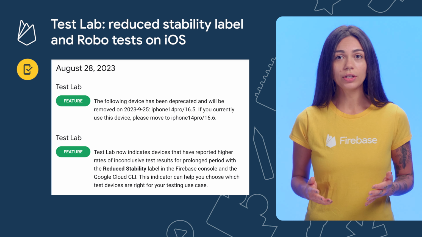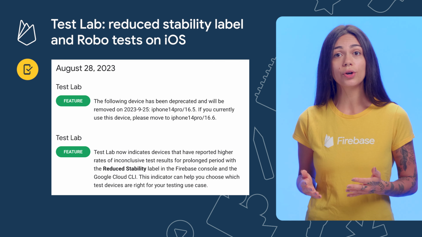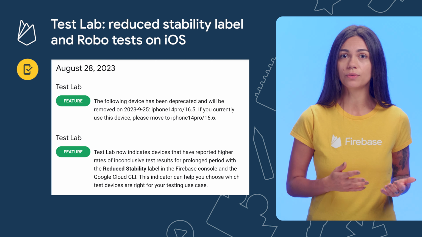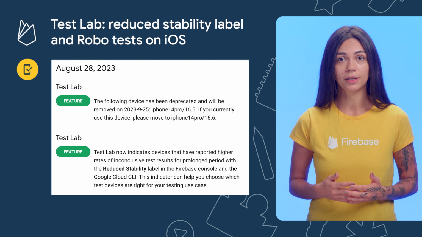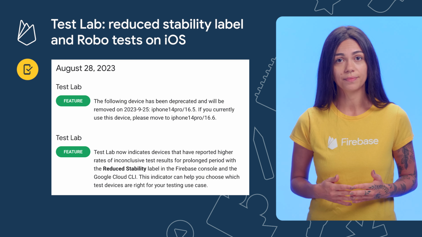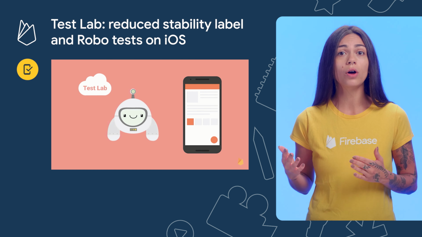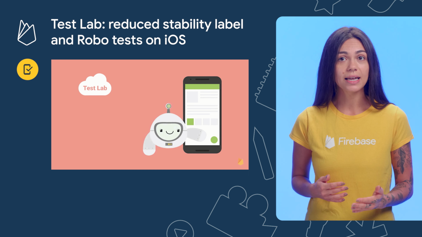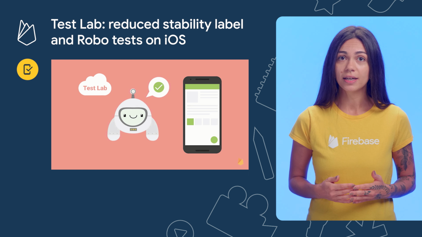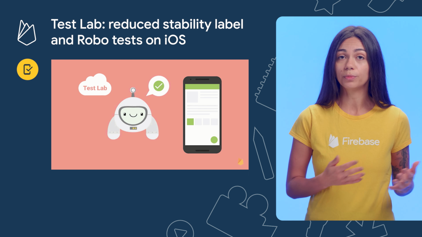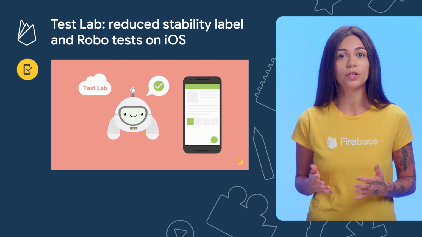Firebase Test Lab now includes labels in the Firebase console and the Google Cloud CLI for devices that have reported higher rates of inconclusive test results for prolonged periods of time. This indicator helps you choose what test devices are right for your use case. And Test Lab now also supports Robo tests for iOS and other Apple platforms. This means that it can now auto-test your iOS apps, capturing log files, saving annotated screenshots, and then creating a video from those screenshots to show you the simulated user operations that it performed.